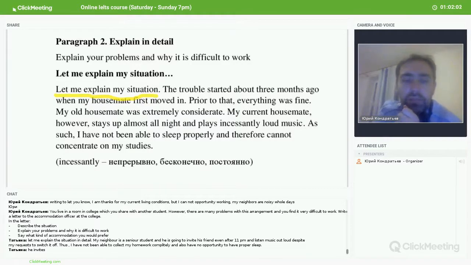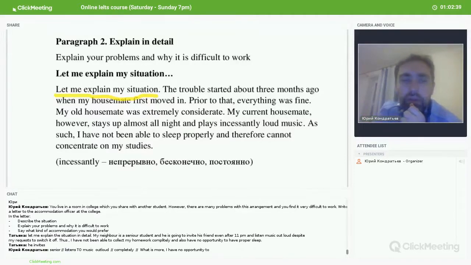Okay, here is the spelling of completely. And also have no opportunity to have proper sleep. After "and also", you need to stop here. Don't say "and". What is more? Another sentence. What is more? I have no opportunity to have proper sleep, or to sleep properly. I have no opportunity to sleep properly.